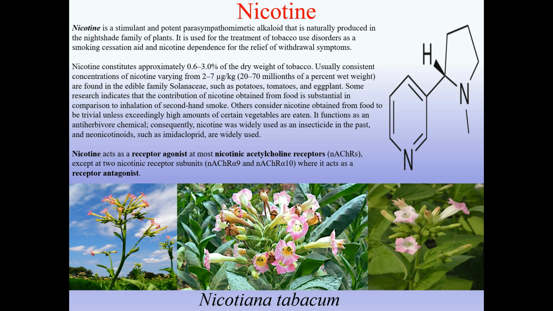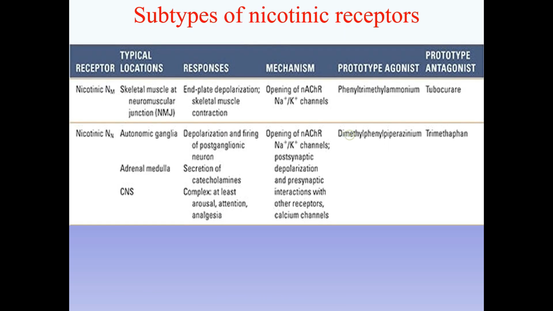Next one is nicotine. Nicotinic receptors are named after nicotine. Nicotine is found in tobacco. It acts as a receptor agonist at most nicotinic acetylcholine receptors, except at two nicotinic receptor subunits, where it acts as a receptor antagonist. And on this slide, you can see subtypes of nicotinic receptors, typical locations, responses, mechanism, prototype agonist, and prototype antagonist.